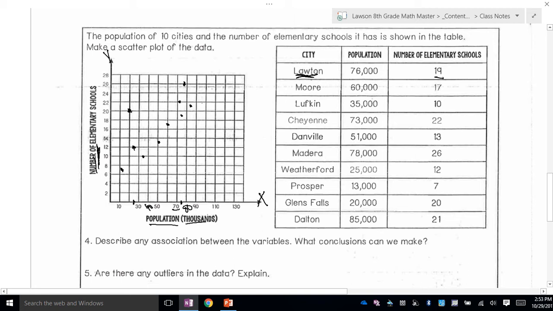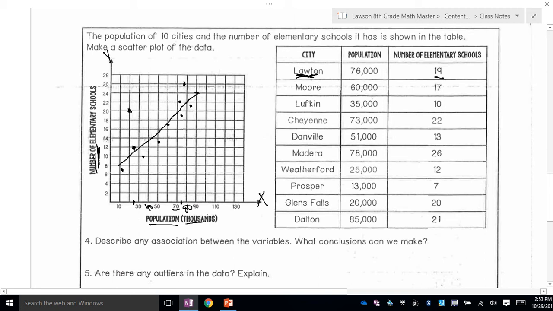Very good. And then it says, describe any association between the variables. What conclusions can we make? So again, we're going to want to draw a line, and we haven't talked about trend lines yet. That's going to be in the next couple of lessons. But if we draw a line in between our data as best as we can, going from left to right, this data seems to be showing a positive association.